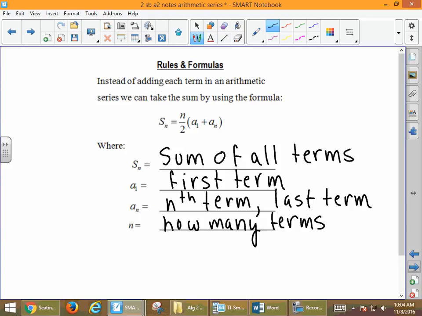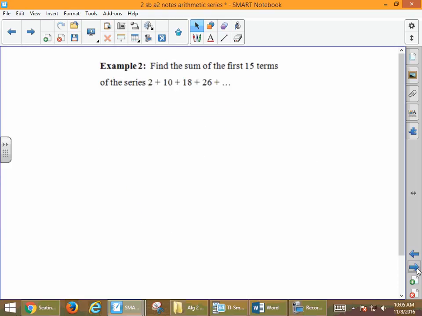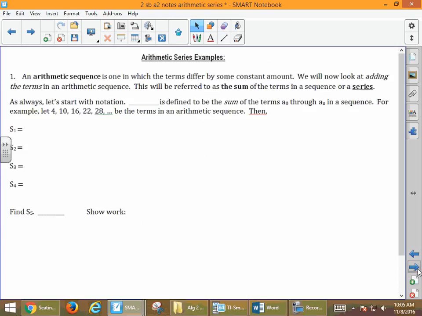Again, if you were absent yesterday, you might want to refer back to the arithmetic sequences video. But we had a lot of these same abbreviations yesterday. And let's flip over our paper a couple of pages now, where it says arithmetic series examples.